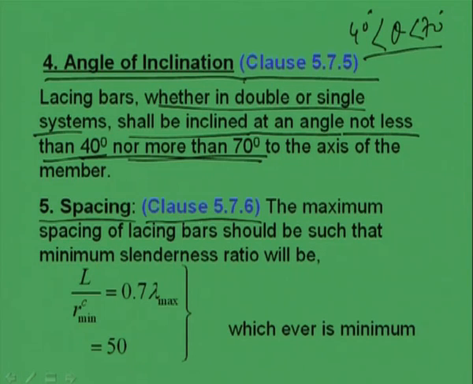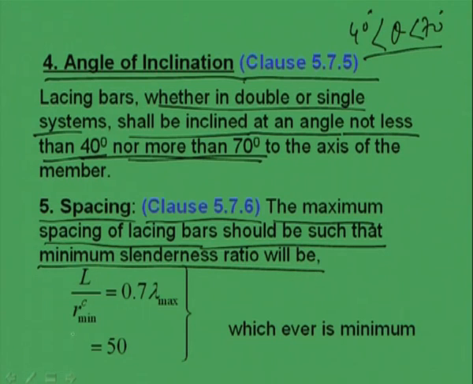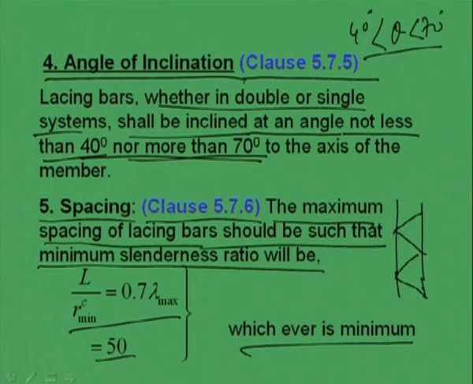Here, in case of spacing, what is told? That the maximum spacing of lacing bars should be such that the minimum slenderness ratio will be this or this, whichever is minimum. That means L by RC minimum. What is L? As you have seen, if there are two main bars and this is the lacing system, then this is called L. This is L, right? So, L by RC minimum should be equal to 0.7 lambda max or 50, whichever is minimum.